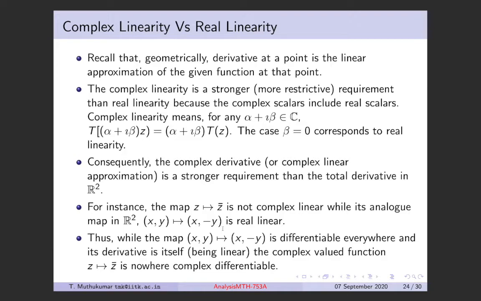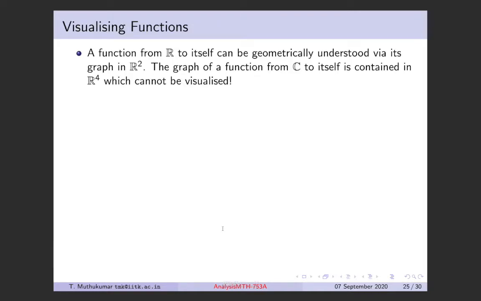Okay, I hope you see these connections and you appreciate them. Now, how do we visualize functions in the complex plane? For instance, when I have a function from R to R, I can visualize it as a graph in R2, right? Whereas the graph of a function from C to C is actually a subset of R4, which is not easy to visualize.